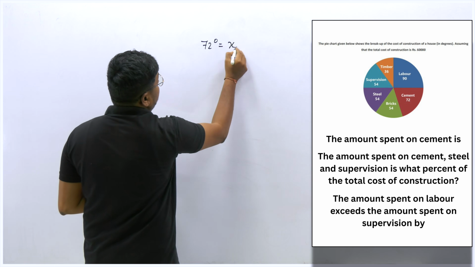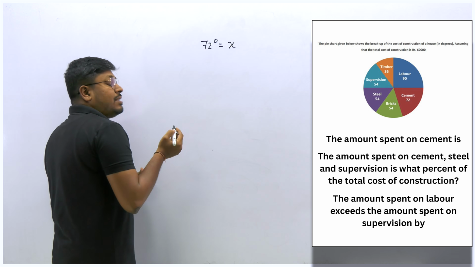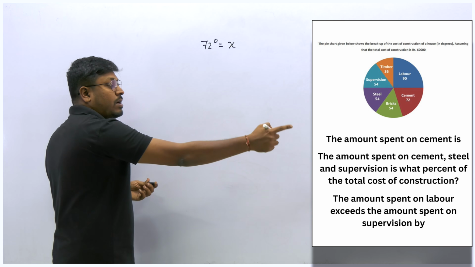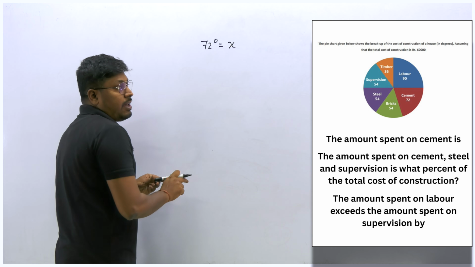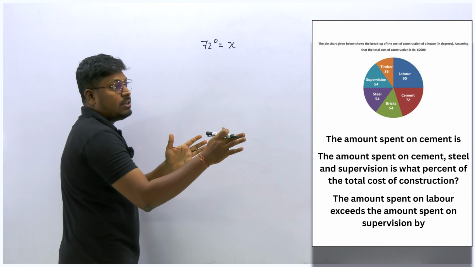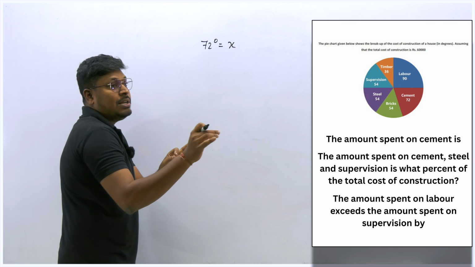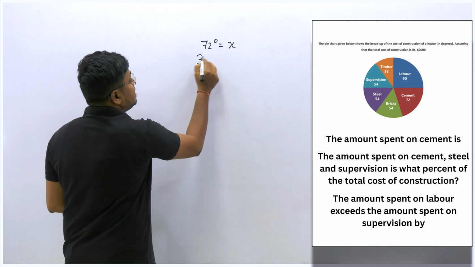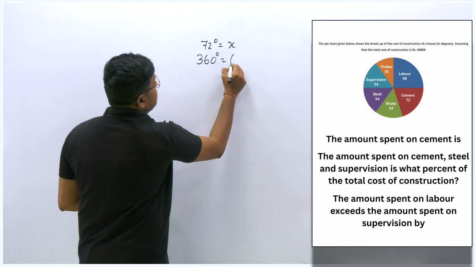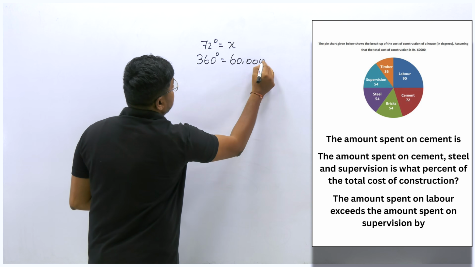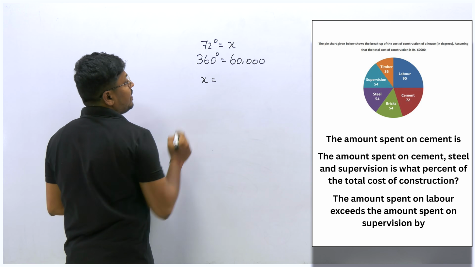Right? This is equal to the question mark, x value. And just now I have told you, right, the total cost of construction is 60,000. If the total cost of construction is 60,000, then the complete pie chart degree value is equal to 60,000. So total pie chart value is how much? 360 degree. So 360 degree is equal to 60,000. So now we have to find what is the value of x.